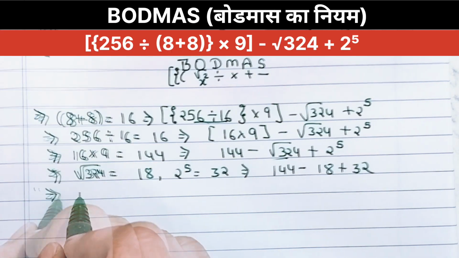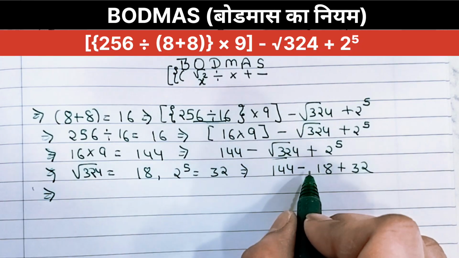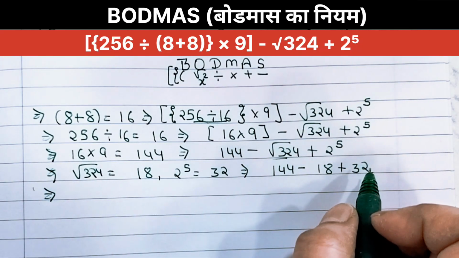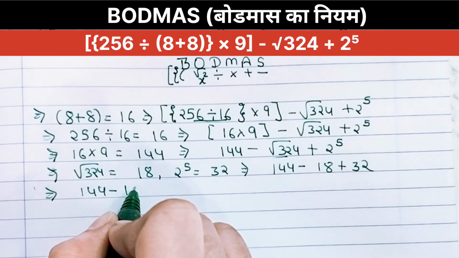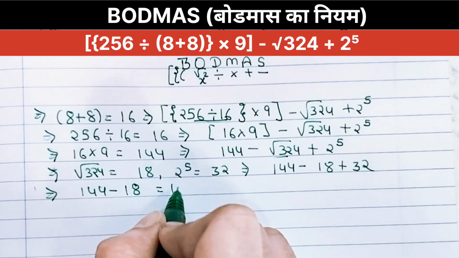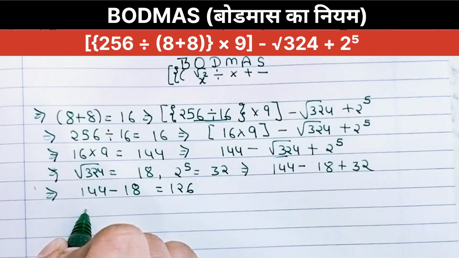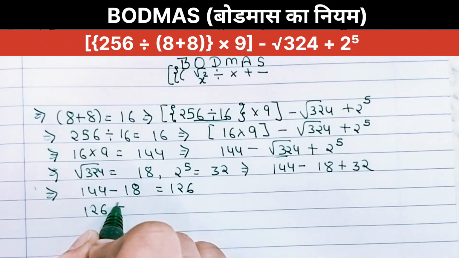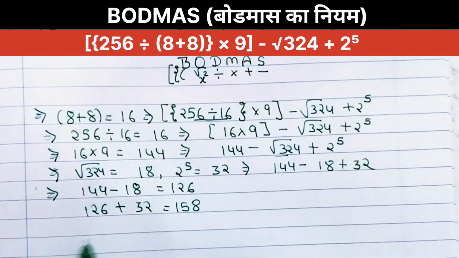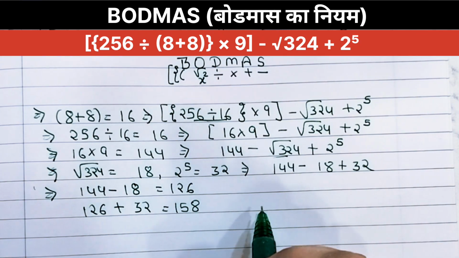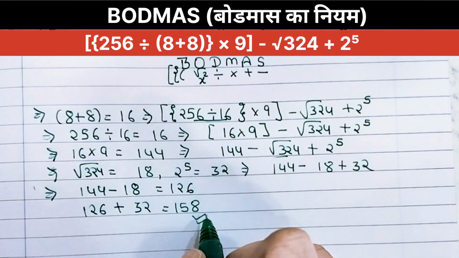Now move to the next step. Perform the subtraction and addition. Now there are two operations left in the expression. First we subtract the values: 144 minus 18, and we get 126, and then we add the values 126 plus 32 and we get 158. We execute it from left to right. So now 158 is the final result.